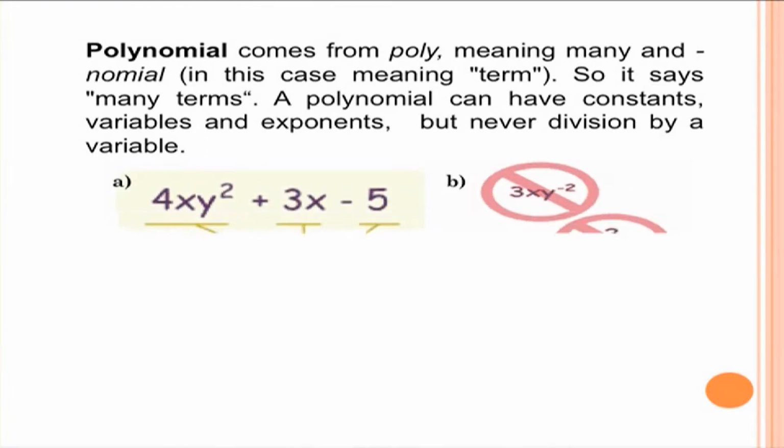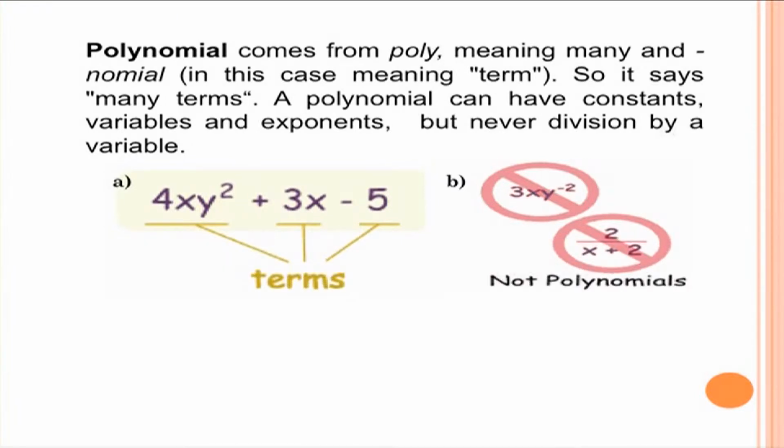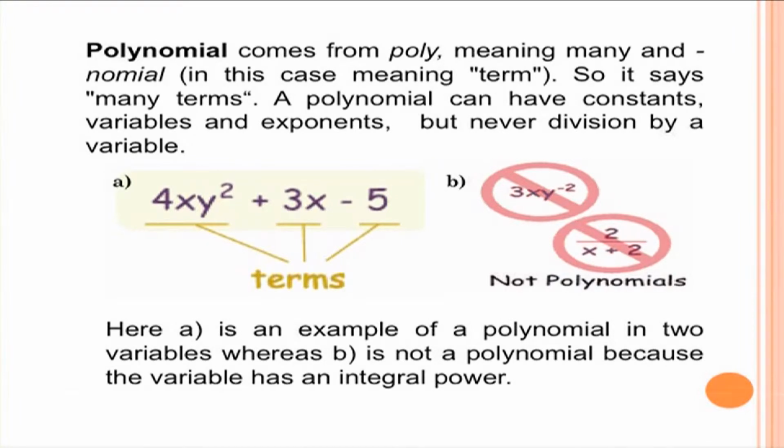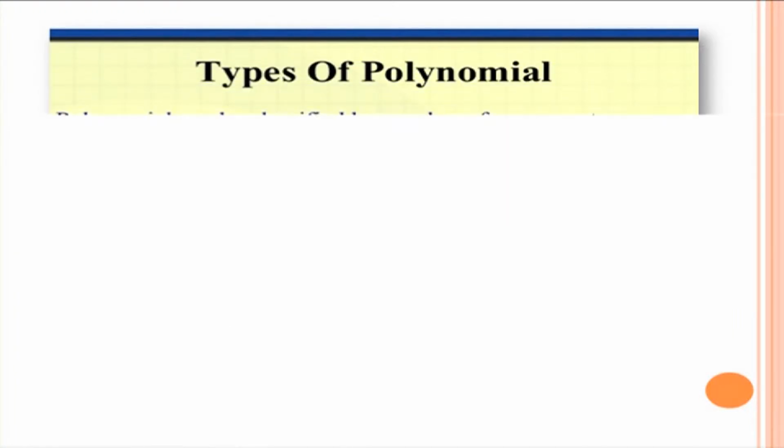For example, A is an example of a polynomial in two variables, whereas B is not a polynomial because the variable has an integral power. Let's talk about the types of polynomials.